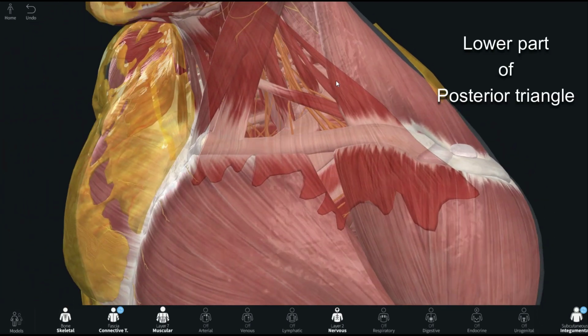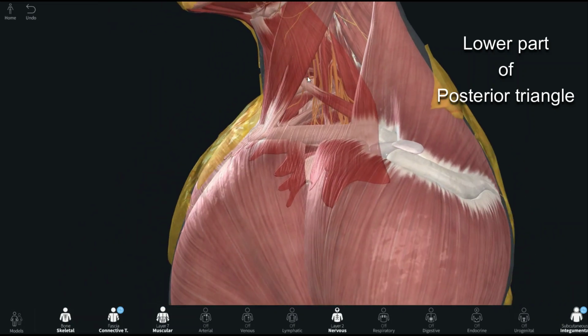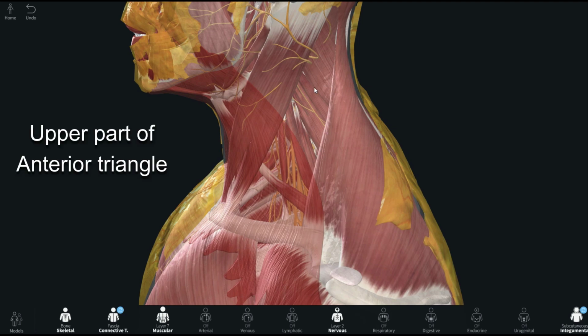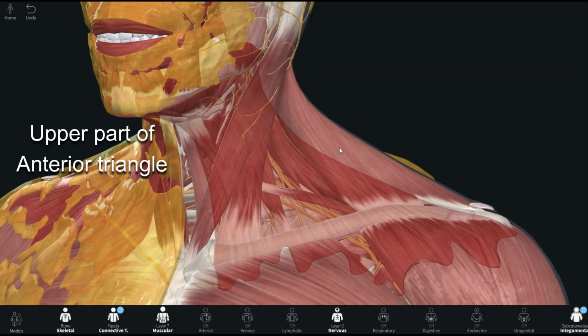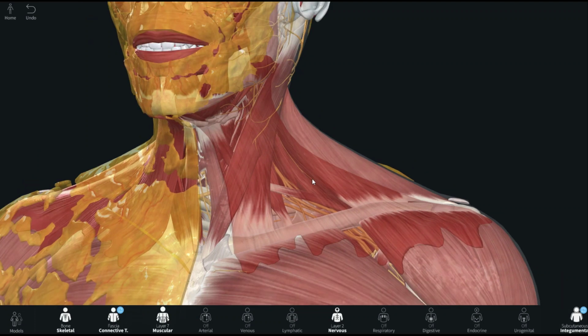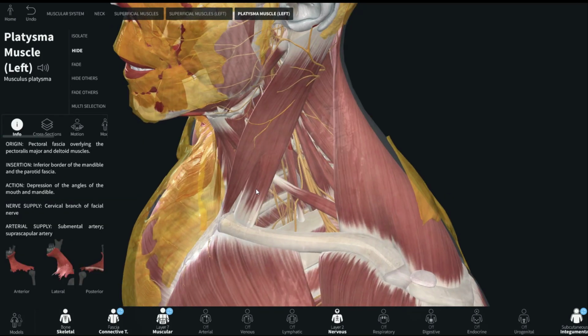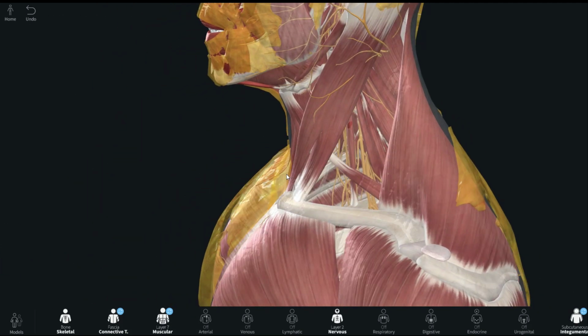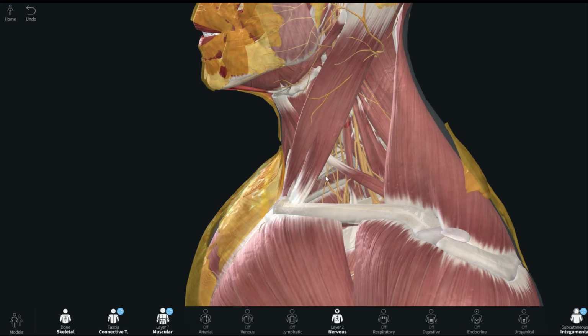it is crossing the lower part of the posterior triangle and the upper part of the anterior triangle. Very interesting. Now, we obviously have not covered the anterior and posterior triangles of the neck, but you can well appreciate that here there is a triangle being formed in the neck. I'm just giving you a brief introduction, two or three sentences, as to what the triangles of the neck are. You can see a triangle over here being formed.